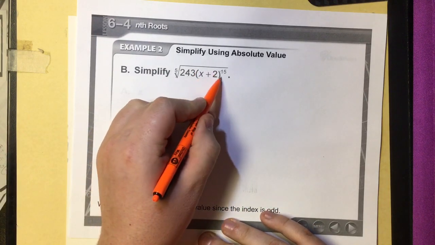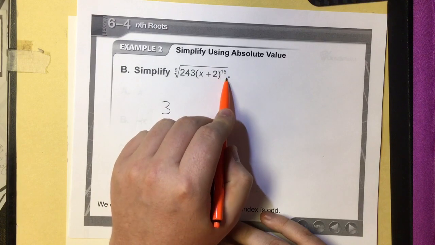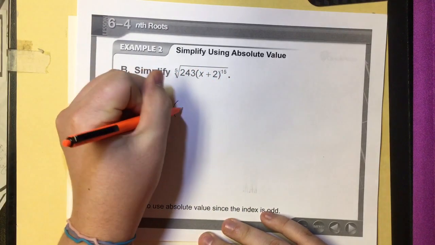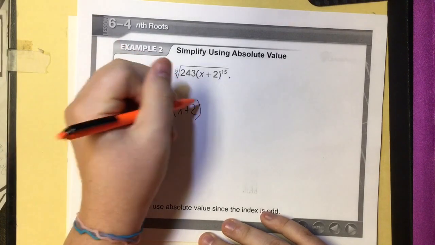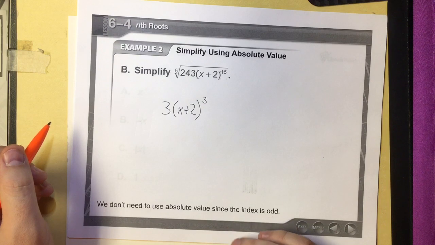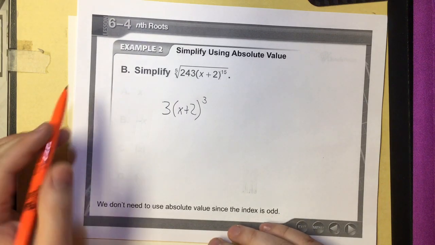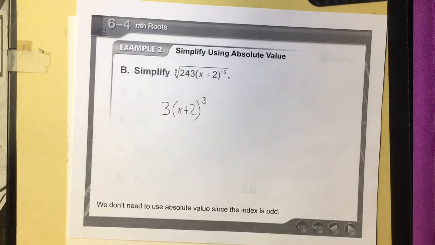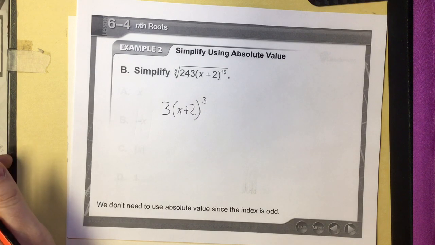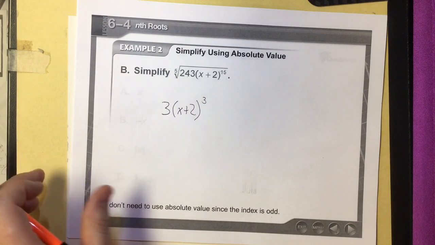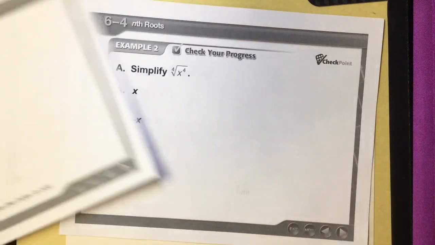Then we have something in parentheses being raised to the 15th power. 15 divided by 5 is 3. So we have an x plus 2. 15 divided by 5 is 3. So 3 times x plus 2 to the 3rd. No absolute values needed because that index is odd. So if x plus 2 to the 3rd happened to be a negative number, when you multiply by 3, it would stay as a negative number. We are not switching anything because everything there is odd.